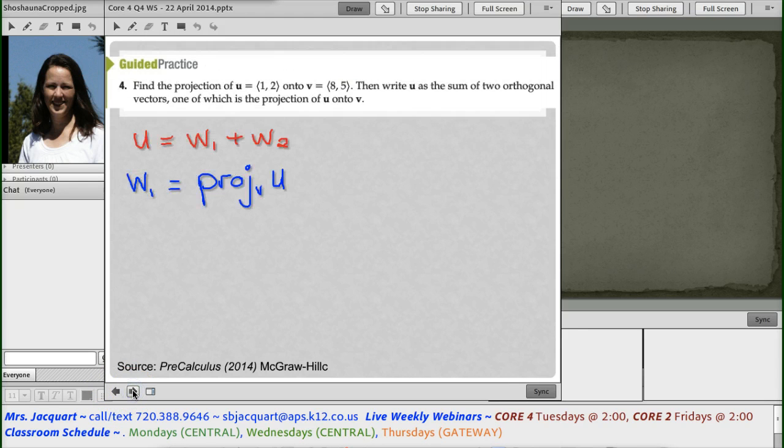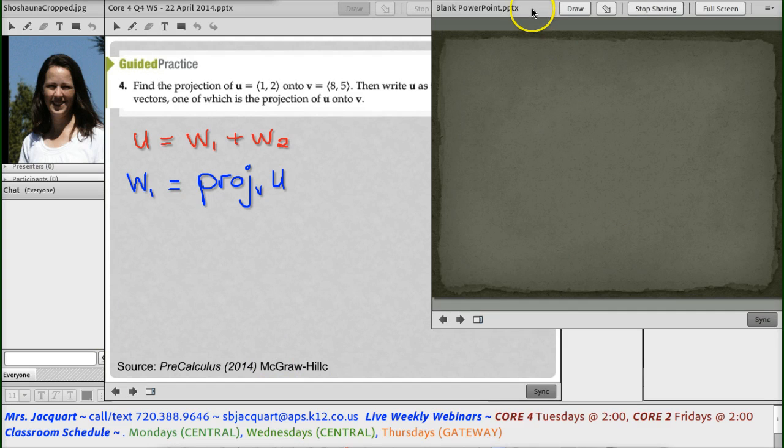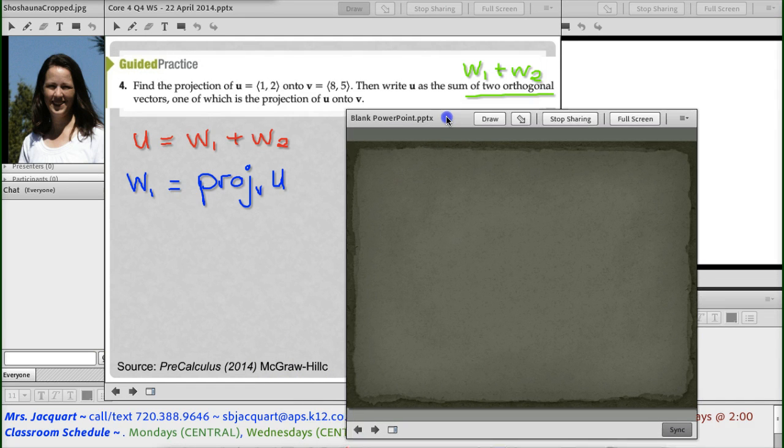Now the next thing that they want us to do is they also want us to write the sum of two orthogonal vectors, which are the two w vectors. This is w1 plus w2. And we'll show you how to do both of them. So we're going to need to go to the other board and do our work and then transport everything over. Sweet. So let's first figure out what w1 equals, the projection.